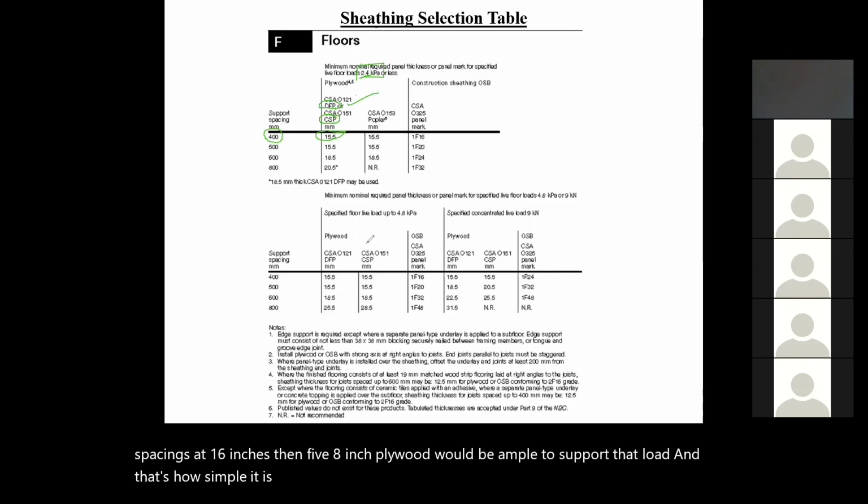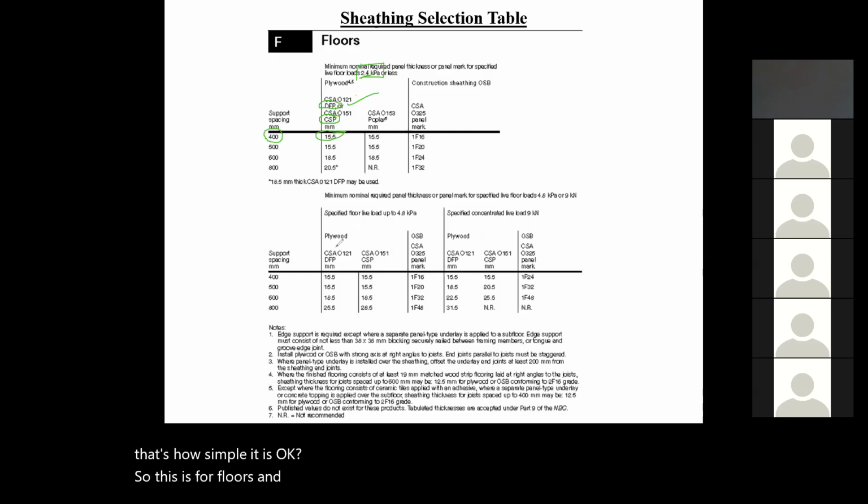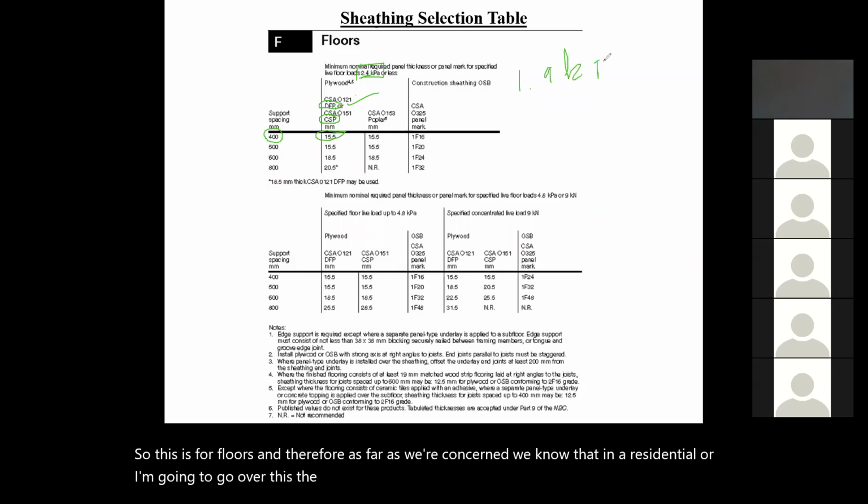So this is for floors, and as far as we're concerned, we know that in a residential, I'm gonna go over this, the live load is 1.9 kPa. That's what you design a residential for, and we'll do this in the lab.